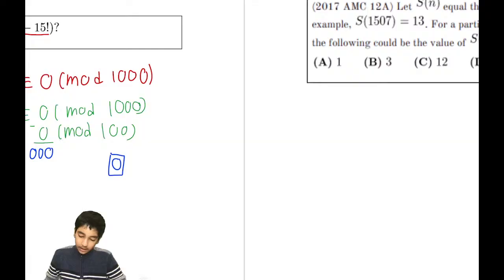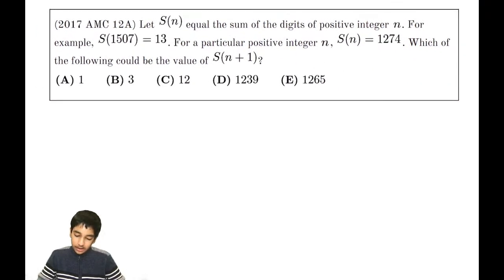Okay, so now let's take a look at this problem. Oh, this one is very cool. Let S of n equal the sum of the digits of a positive integer n. For example, we add the digits up of this number. For some n, we have S of n is 1274. Which of the following could be a value of S of n plus 1?